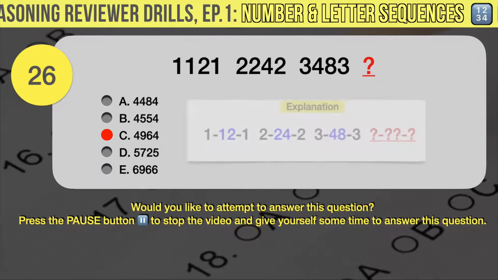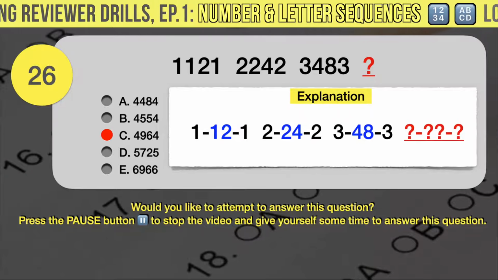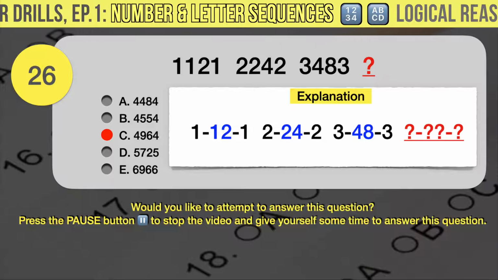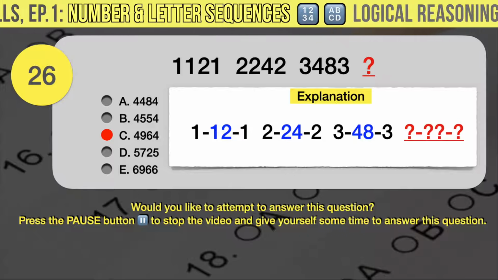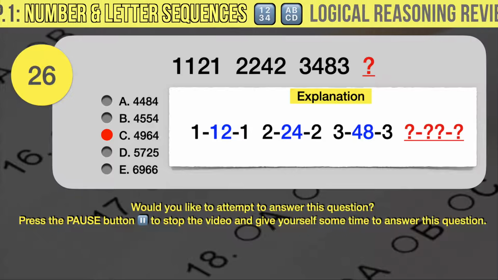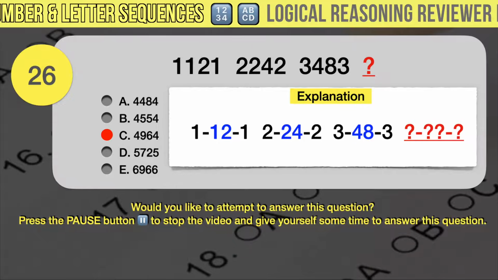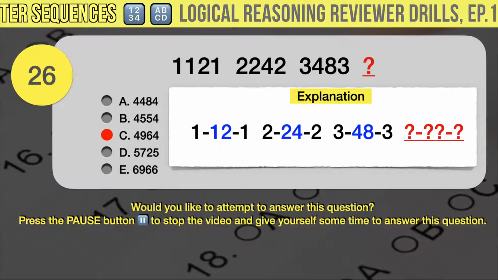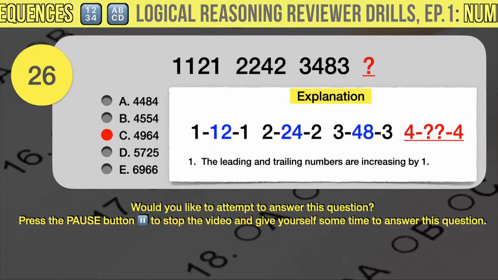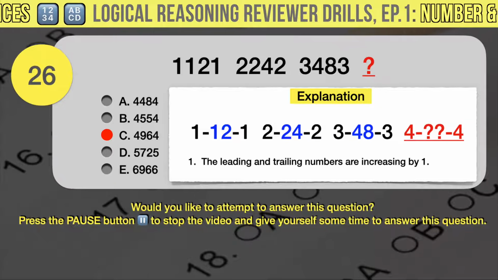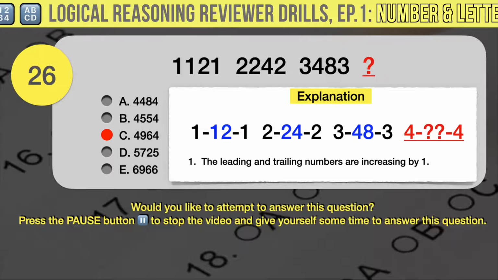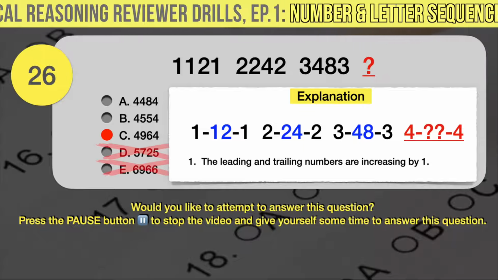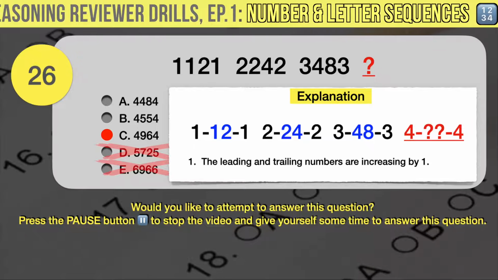4964. This sequence is kinda tricky because it requires us to think outside the box to solve it. Instead of looking at the numbers as 1121, 2242, and 3483, we need to recognize them as 1-12-1, 2-24-2, and 3-48-3. Now it should be easy to recognize that the leading and trailing numbers are simply increasing by 1, so the next leading and trailing numbers should be 4 and 4. This effectively eliminates answer choices D and E.